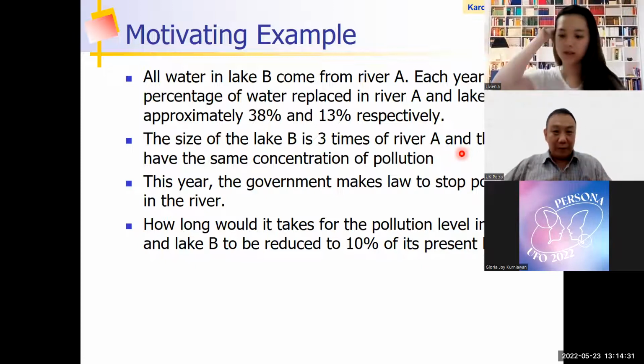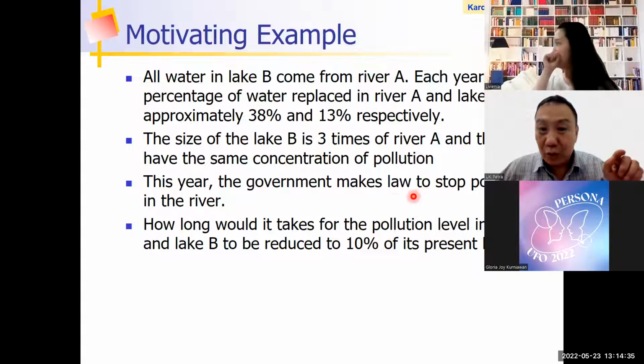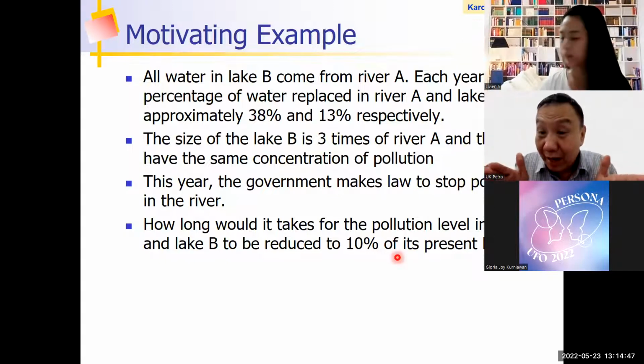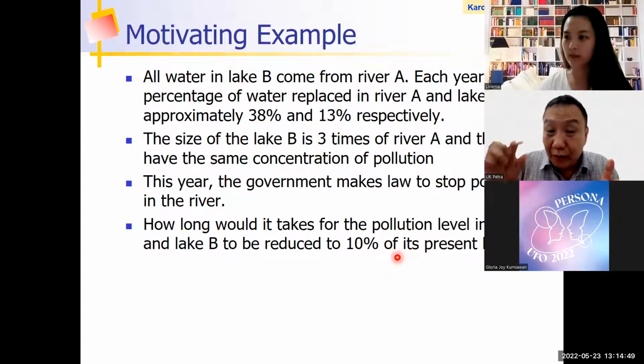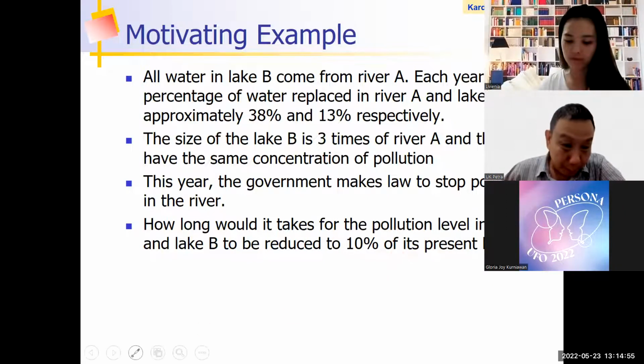Okay. So the year 0 is today, meaning the government made a law to stop the pollution. No more pollution immediately in the river. And then the question is the time. How long to make the pollution level reduce 10%? Only 10%. Okay. So how are you going to solve this problem?